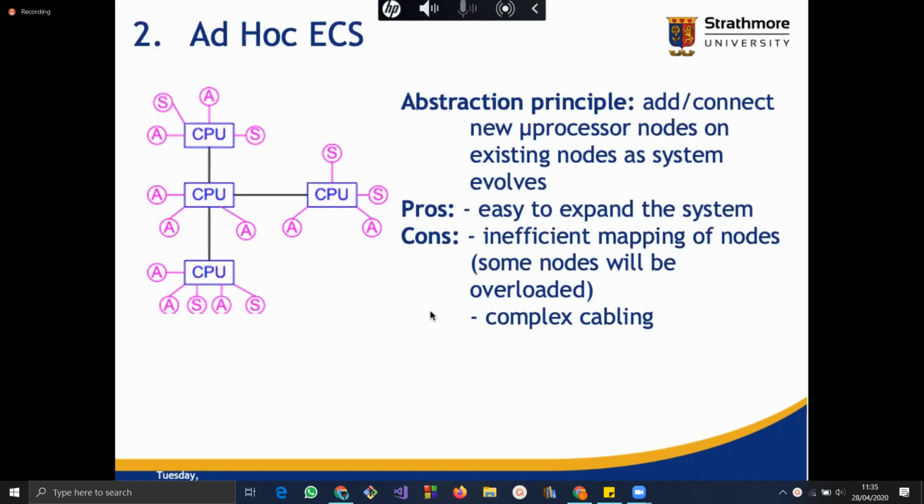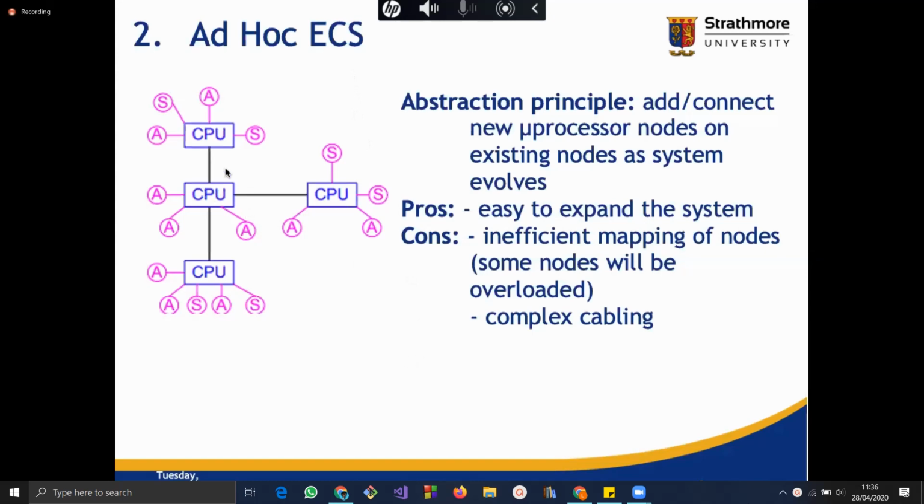You can see Ian is asking a question: does the middle CPU that connects them have its own sensors? Yes. Are you talking about the centralized or the ad hoc? If it's centralized, then the CPU connects to all the sensors and actuators. If it's ad hoc, every CPU comes with its own actuators and sensors.